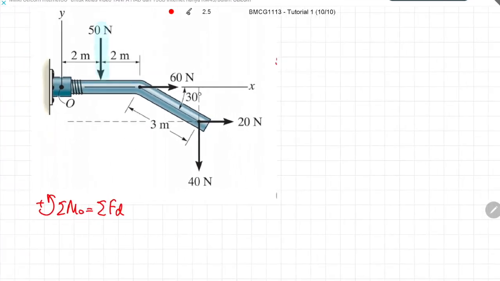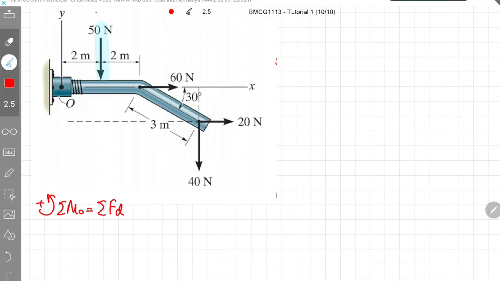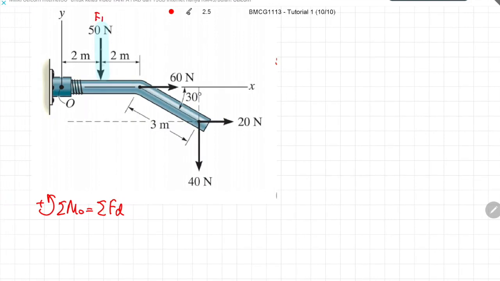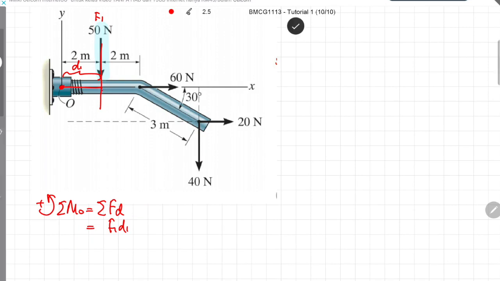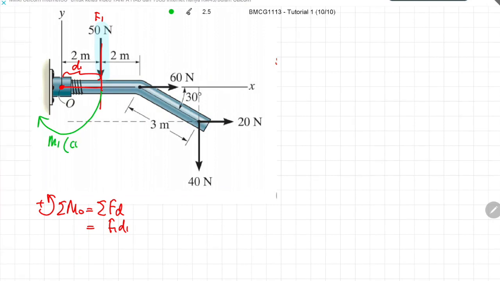Let's check out the first force over here dulu. So we're going to call this force F1, and then you elongate the line of force so that you will know what is the distance of the line of force to the rotational axis, which is D1. So the moment for this force would be F1 multiplied with D1. Okay, now look carefully. The direction of force is downward. So there is a tendency for this kind of force to create a clockwise kind of rotation moment. So your F1 D1 would be a negative value.